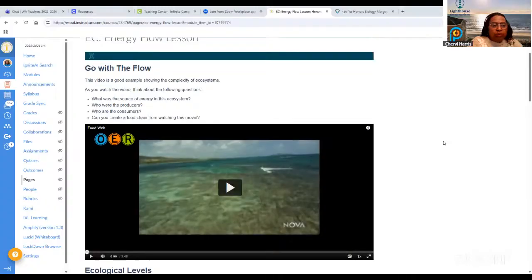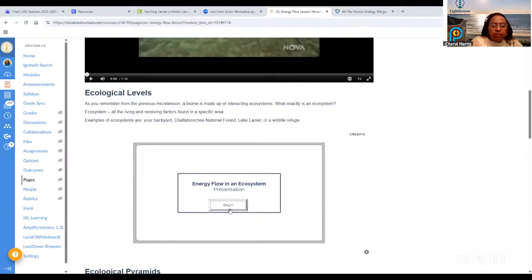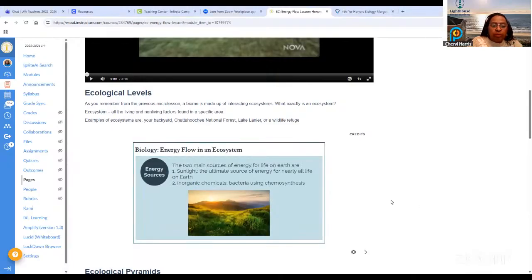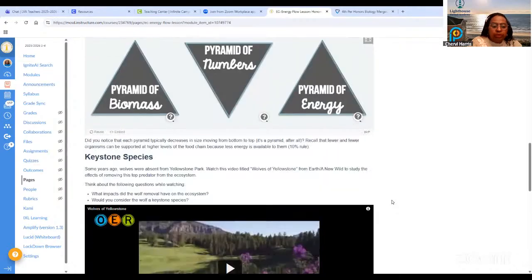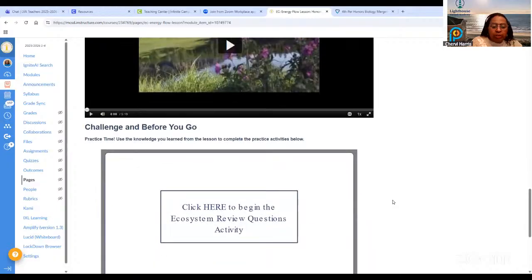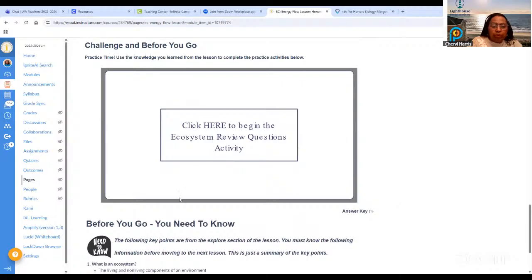I'm in Canvas. I want to talk about energy flow real quick. Again, vocabulary, vocabulary, vocabulary. You need to know the terms producers and consumers. We need to look at the energy flow. I think we kind of looked at this.